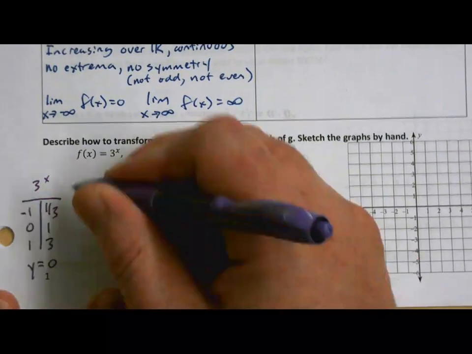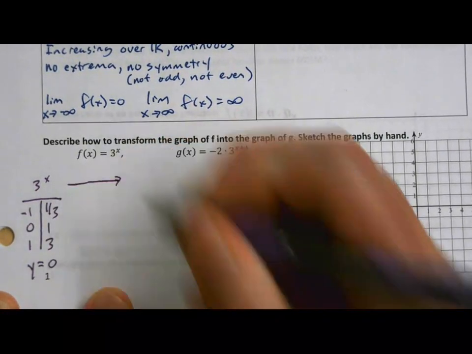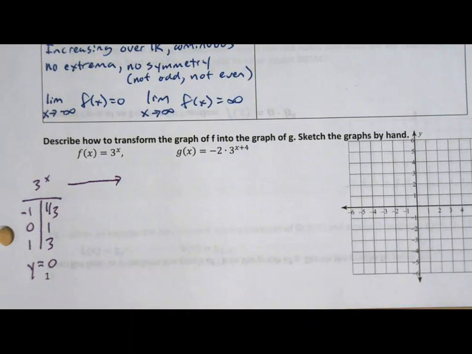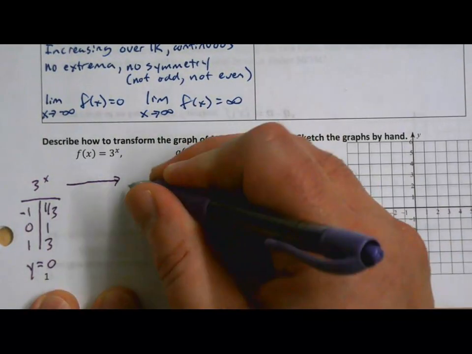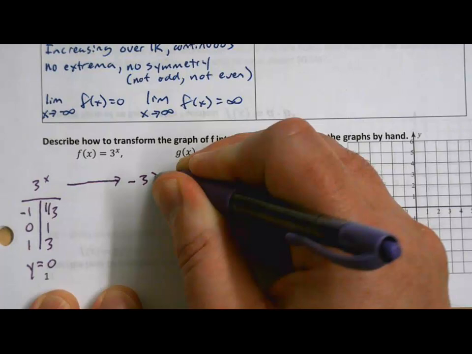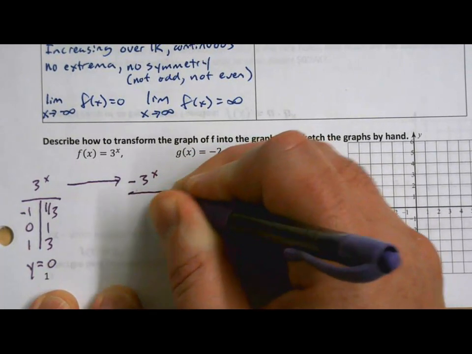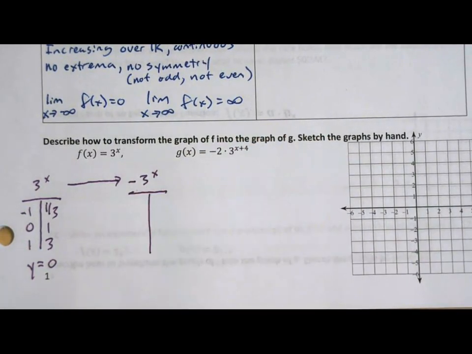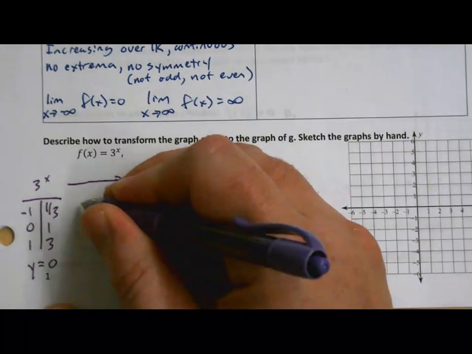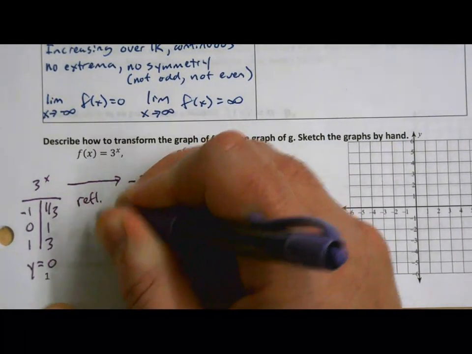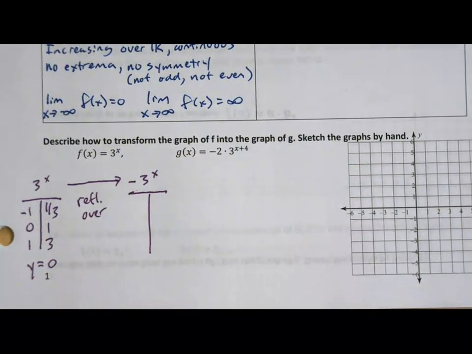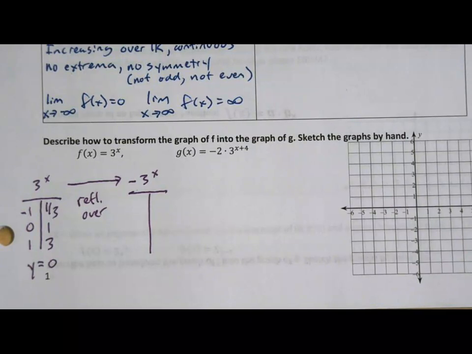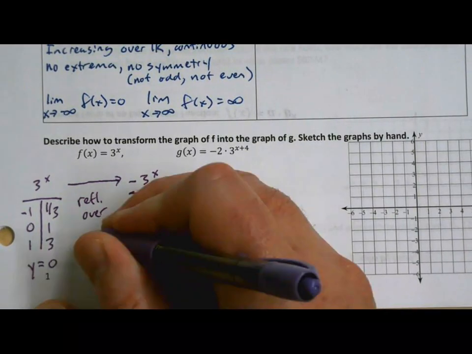So we got our choice on what we're going to do first. What do you guys want to do first? The negative, the 2, or the +4? Negative first? Okay. So we'll stick a negative onto our function. And we'll describe what that's doing. That's a reflection over one of the axes, x or y, over the x-axis.